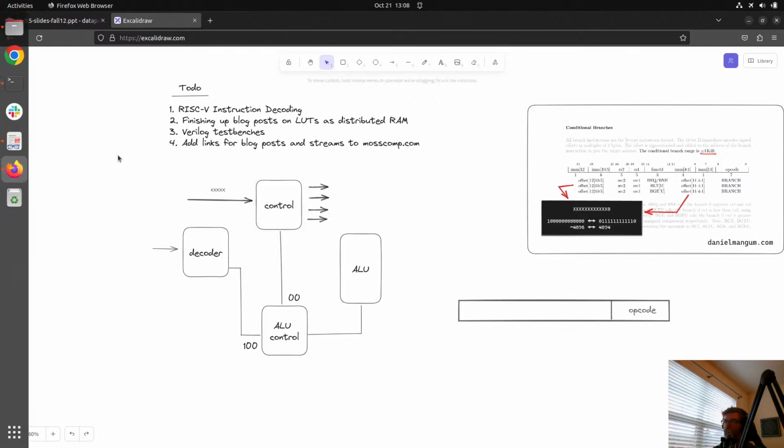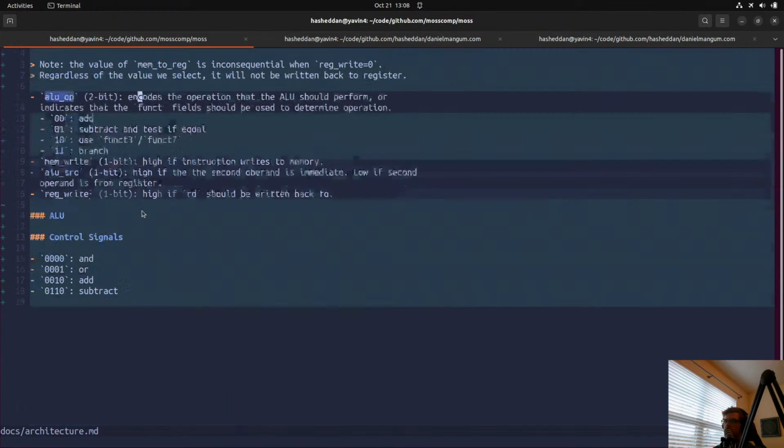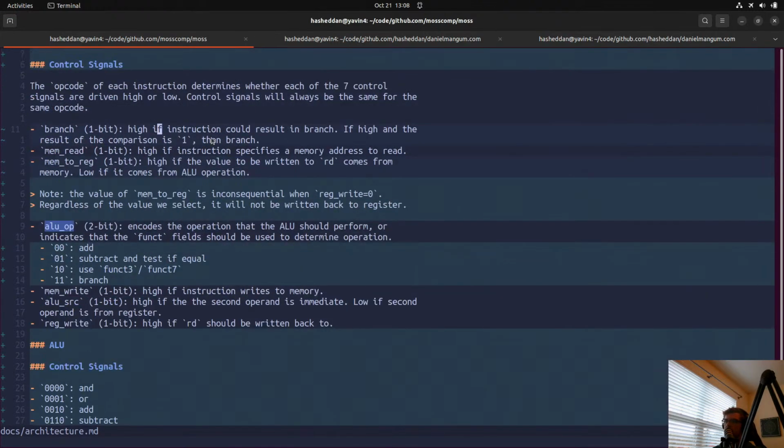And last time what we were looking at is most of these are pretty straightforward. So it's like if the instruction can result in a branch, right, then we want the branch control signal to be high. If the instruction says memory address to read, we want memread to be high. So we can kind of look at all the instructions and know those in a pretty straightforward manner. The one that was a little more tricky was the ALU op. And I think revising this even might make sense. But for the most part, it encodes the operation the ALU should perform.